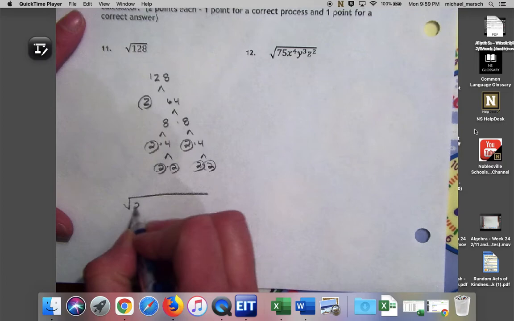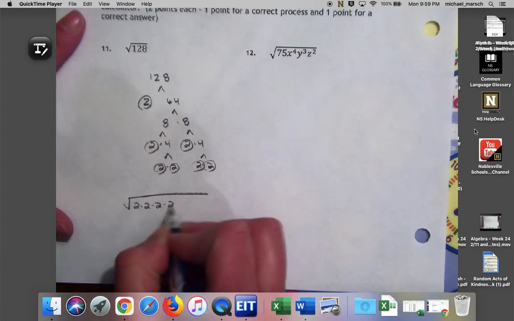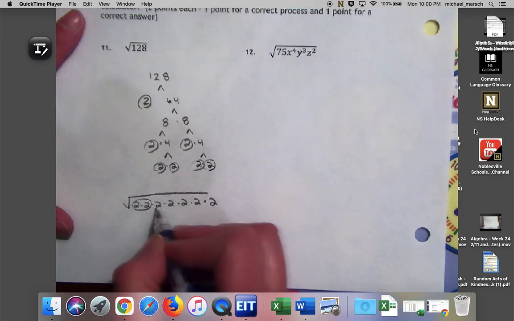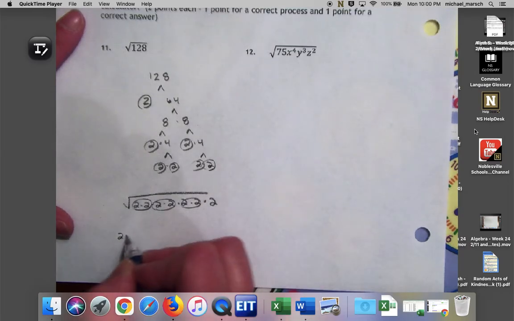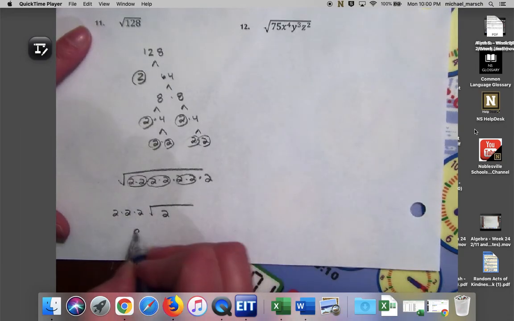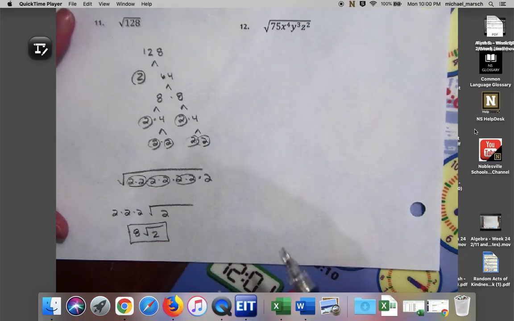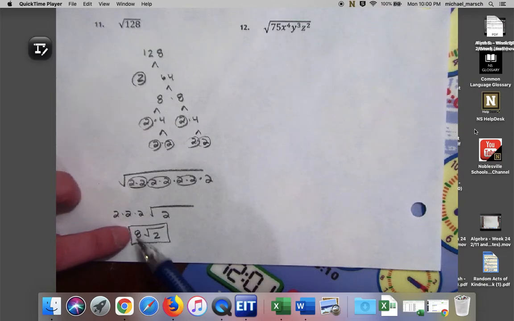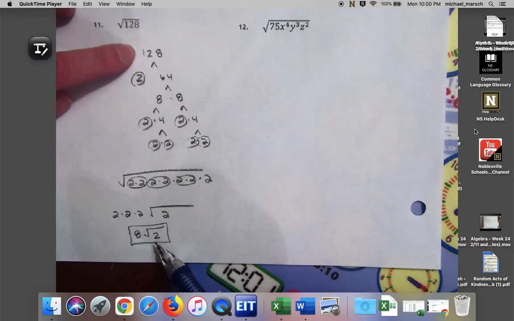So I'm going to get 2 times 2 times 2 times 2 times 2 times 2 times 2. I pair them up. I have 2 times 2 times 2 square root 2. 2 times 2 times 2 is 8. So my answer would be 8 square root 2. Right? And remember that tells somebody that really what this means is 8 times 8, which is 64, times the 2, which gives me the 128 that I started out with.